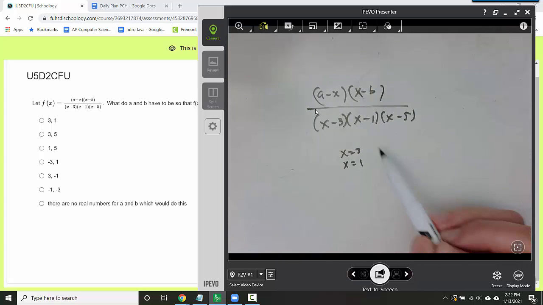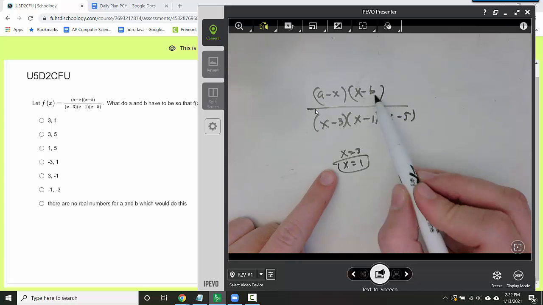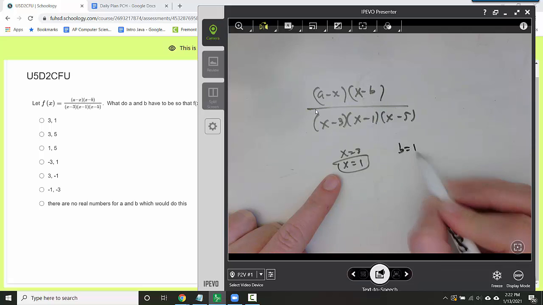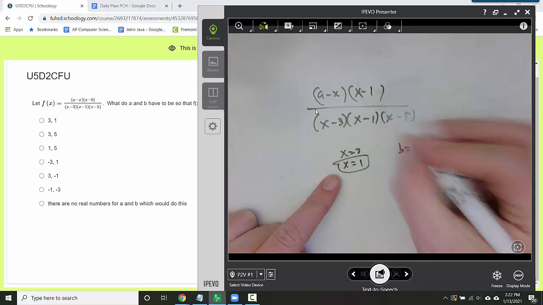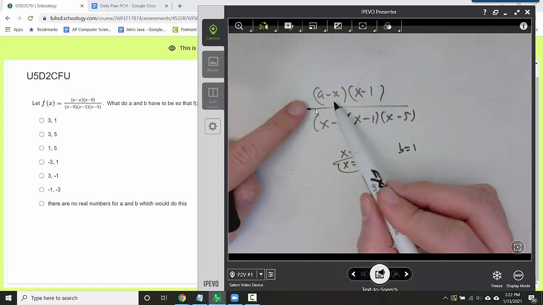So here I've got a minus x and I've got x minus b. Let's set b to be a value so that 1 is a root in the numerator. If b equals 1, now that problem's solved because these would divide each other. What about this one?